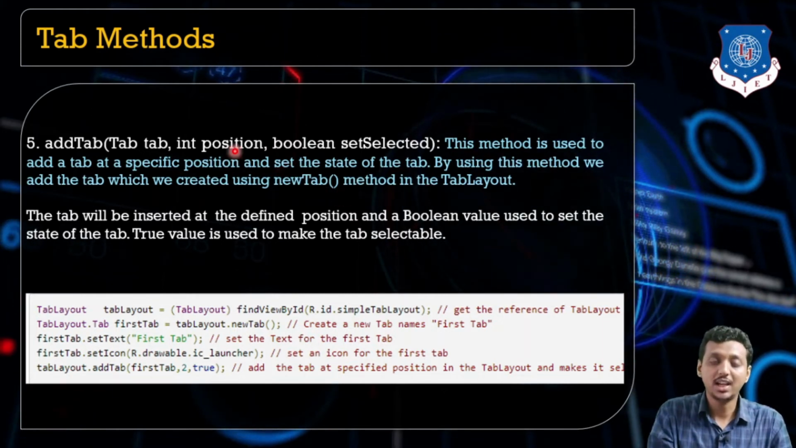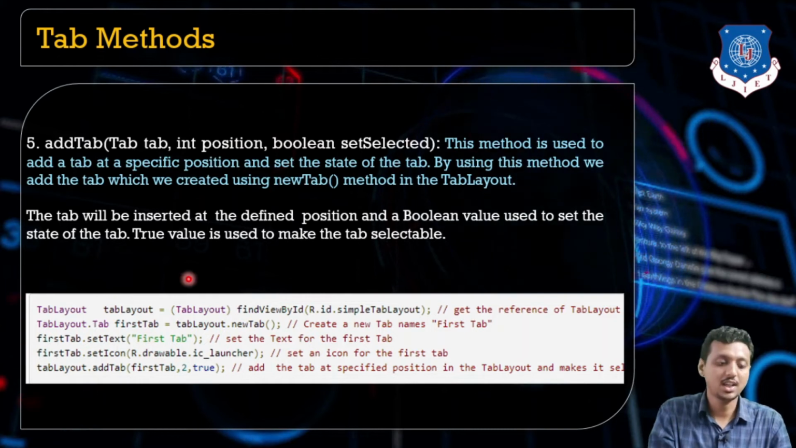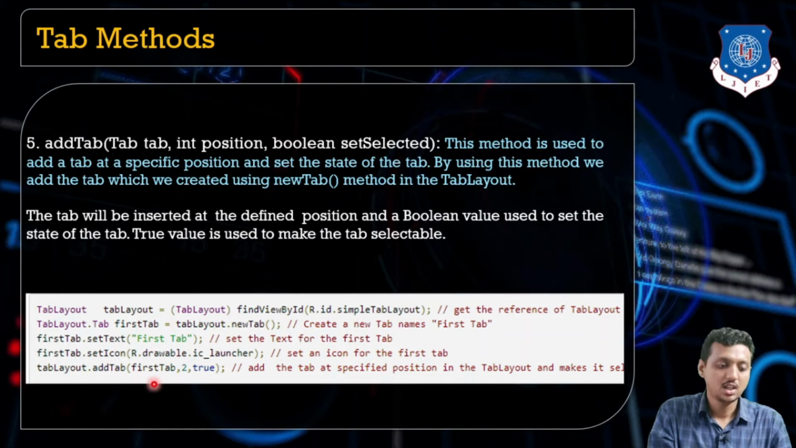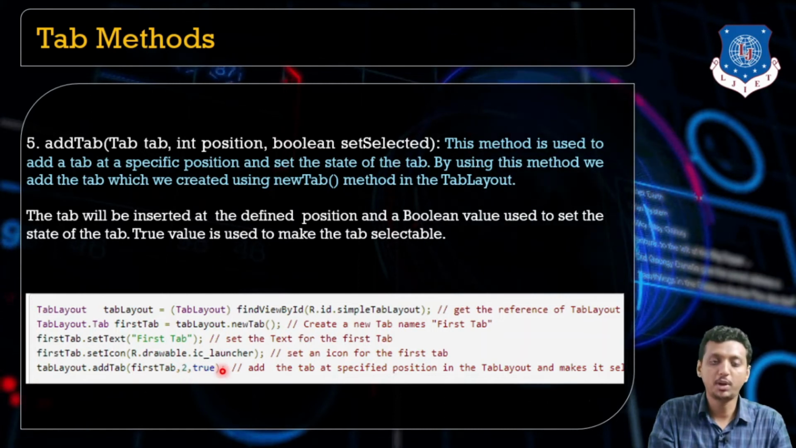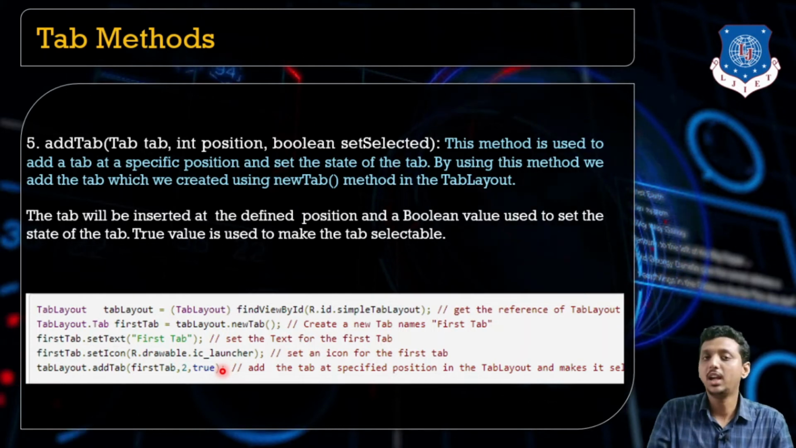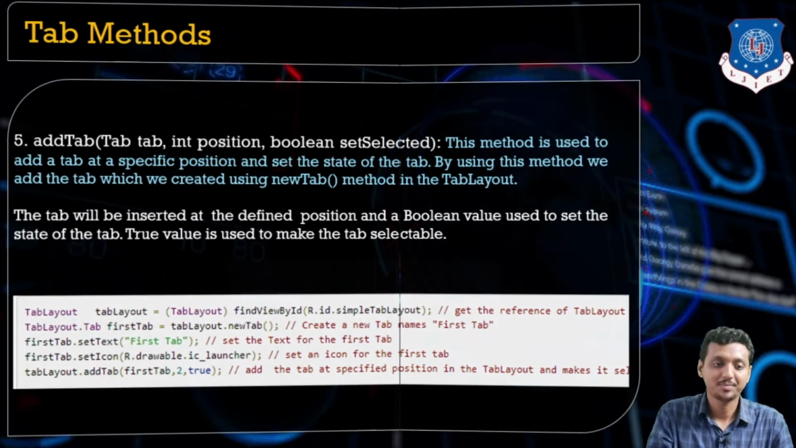Next method is also about addTab, which is with selected and position, both parameters are there. These are the common things that we have seen in the previous method. Now what I did, I just passed true comma true.